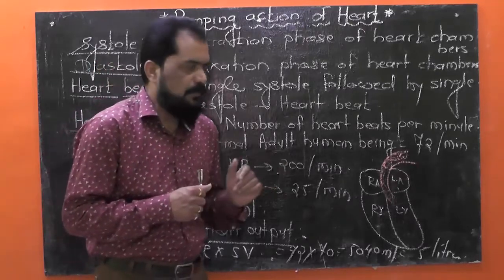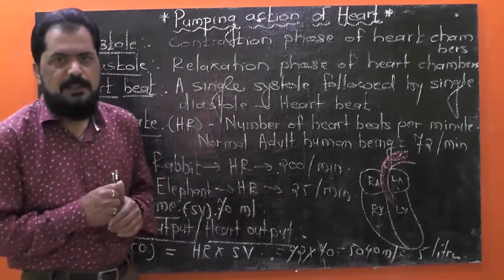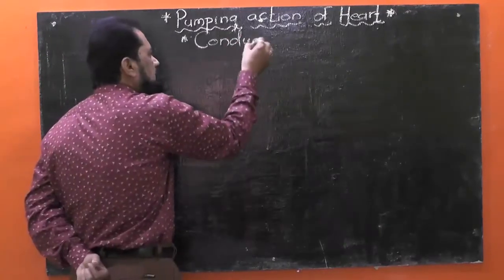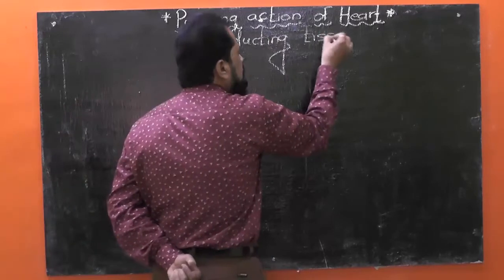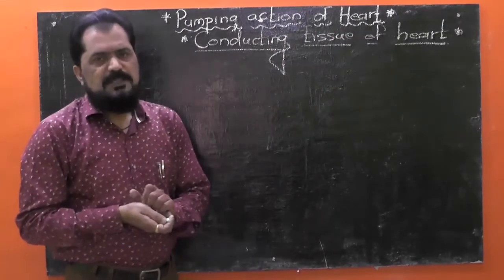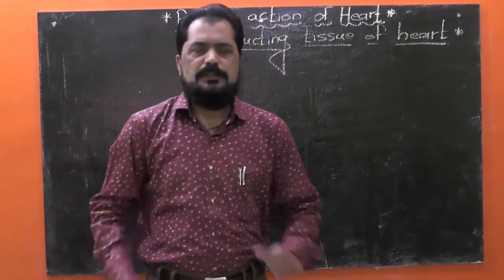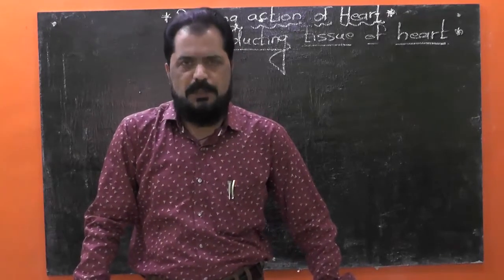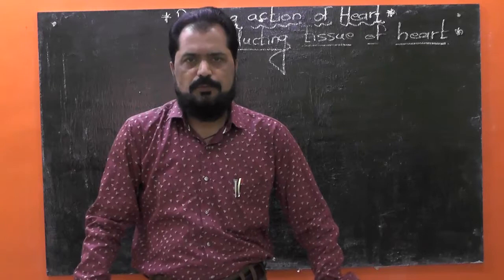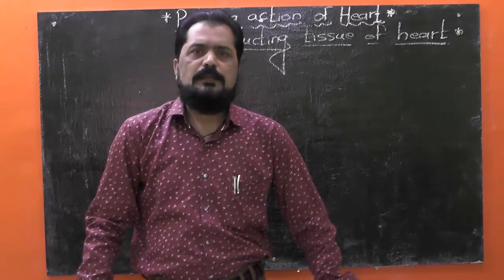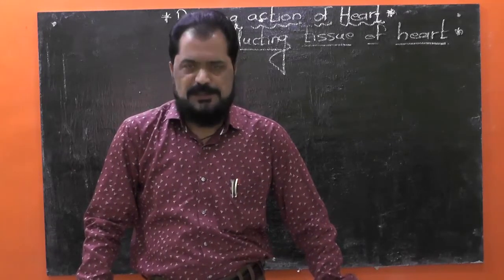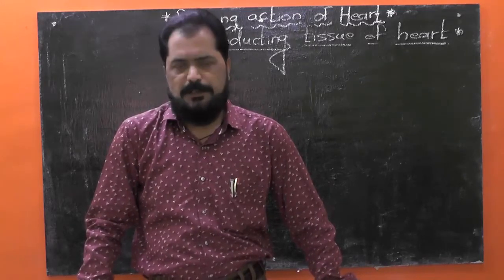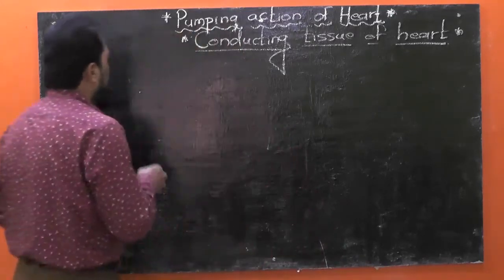Okay, now we have to study about the conducting system of the heart, the conducting tissue of the heart. Dear friends, before discussing the conducting system, the conducting tissue of the human heart, I would like to tell you that there are two types of heart seen in animals, such as neurogenic heart and myogenic heart. Let me explain.